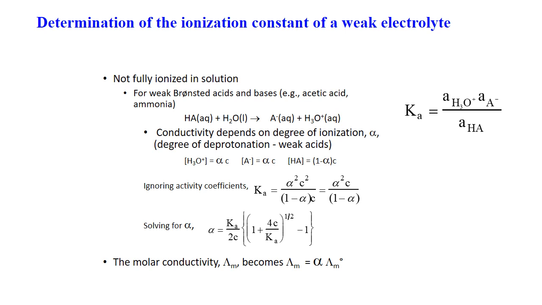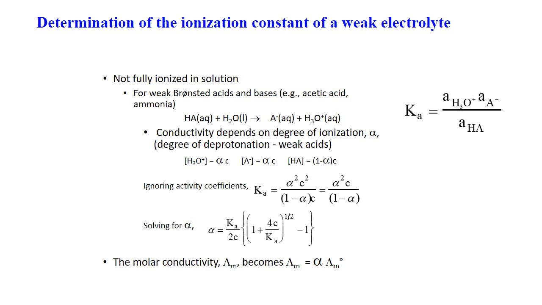We know very well the Ka value is the activity of H3O plus ion times the activity of acetate ion divided by the activity of acetic acid. Don't worry, activity is nothing but your square bracket, the concentration. And we have established the formula, that is Ka equals C alpha square divided by 1 minus alpha. I am not going to discuss that, we know all that formula.